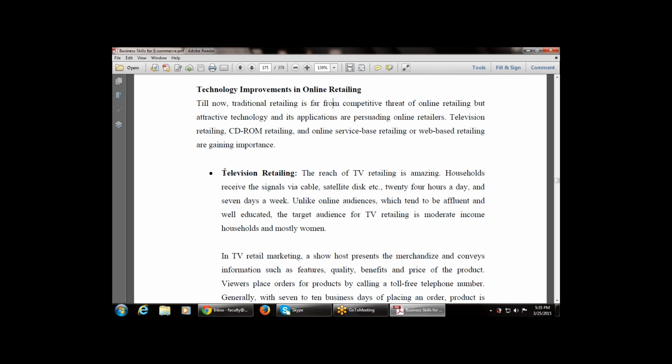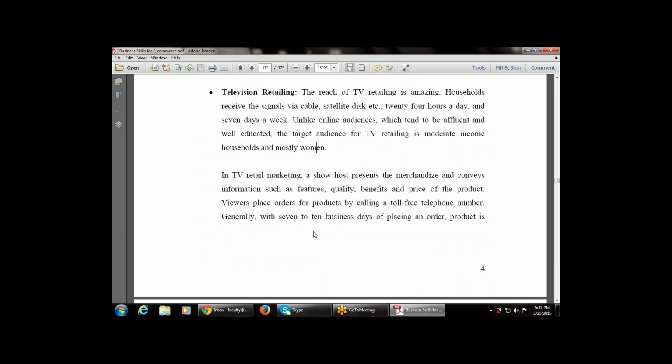One is television retailing, that is the usage of the television for retailing purposes. Households receive the signal via cable, satellite dish, etc., 24 hours a day, 7 days a week. Unlike the online audience, which seems to be affluent and well educated, the target audience for TV retailing is moderate income households and mostly women.